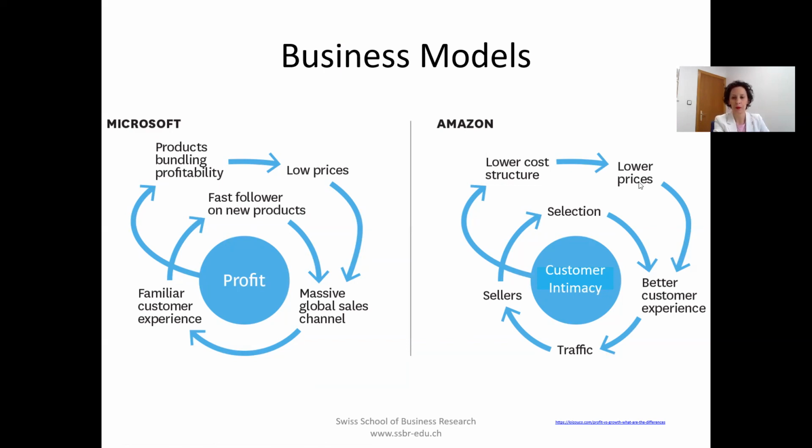They have the best prices. They have a low cost structure. They strive to have the best customer experience, increasing traffic, increasing sellers, increasing selection. So this is an example of the product leadership and customer intimacy business models.